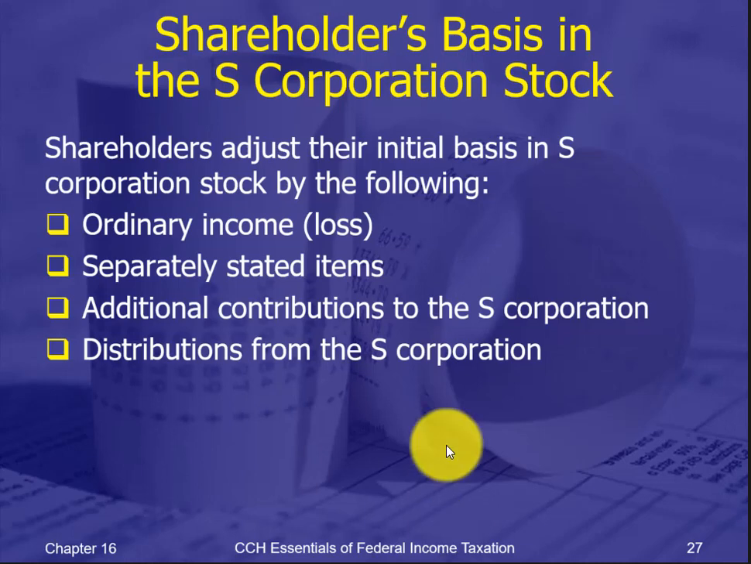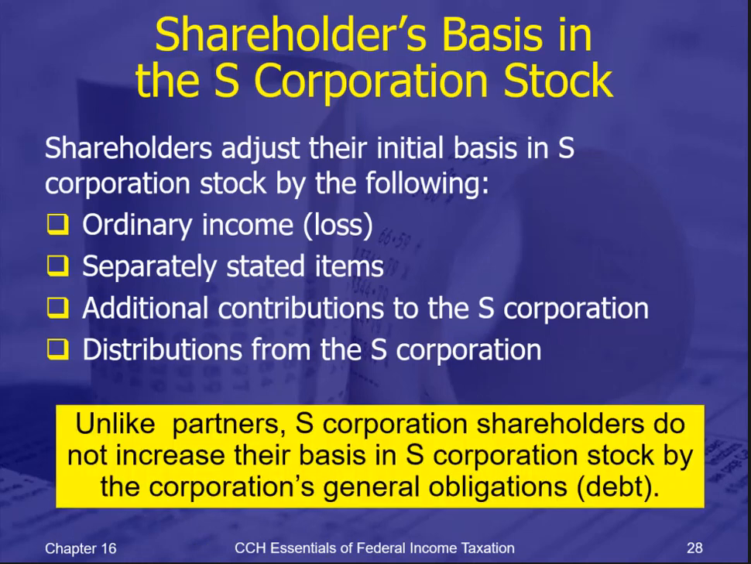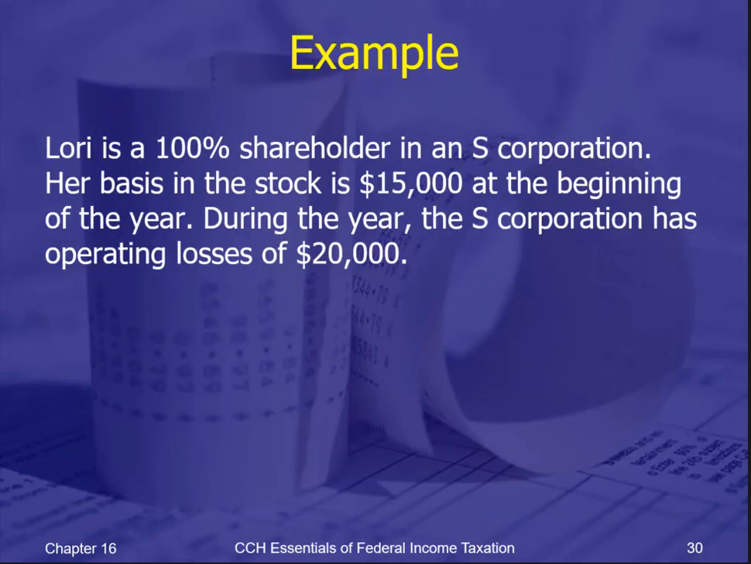You start out with your initial basis, what you paid for the stock or what you exchanged for the stock, and then it goes up by ordinary income, changes by separately stated items. Any more money you put into the S Corp increases it, and any distributions make it go down. So that sounds an awful lot like what we did with partnerships as well. But this is the important difference. Do not increase your basis like we talked about. Okay.